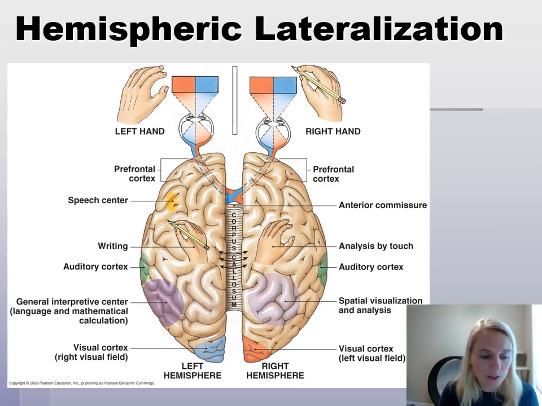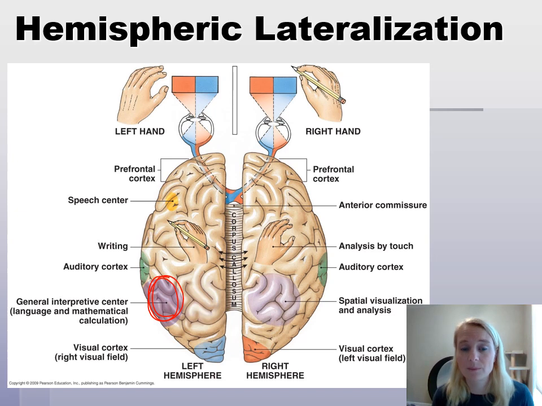Okay. The last piece for this mini lecture is hemispheric lateralization. So even though the two sides of our brain look like they are the same, they do have different functions. So for example, that general interpretive area that we just covered is only on one side of the brain. It is not on both sides, and it's typically on the left hemisphere. But if it's on the right, it's not going to be on the left.